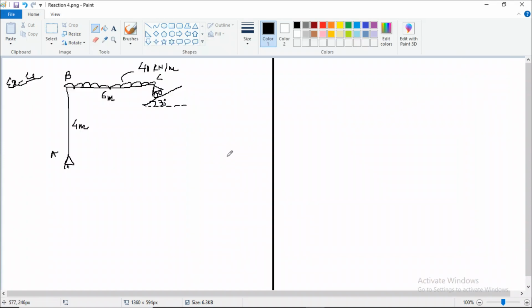Okay, so this is another type of numerical in which, as you can see, the roller support at point C is given at some inclination with the horizontal, which is given as 30 degree. So no need to worry, the steps remain the same only. First we'll draw the line diagram.